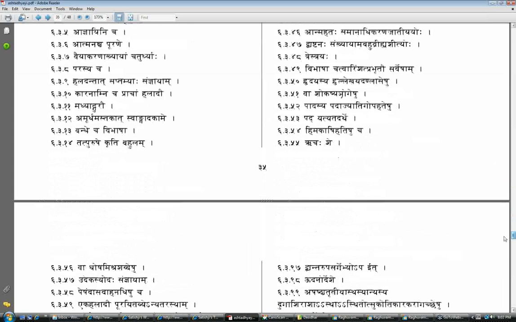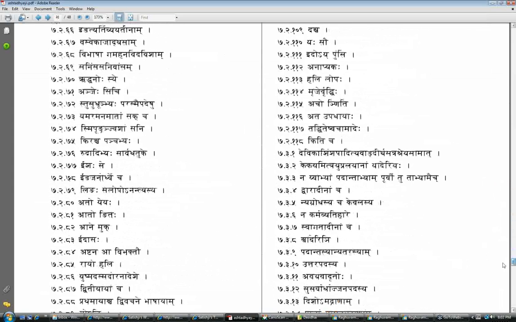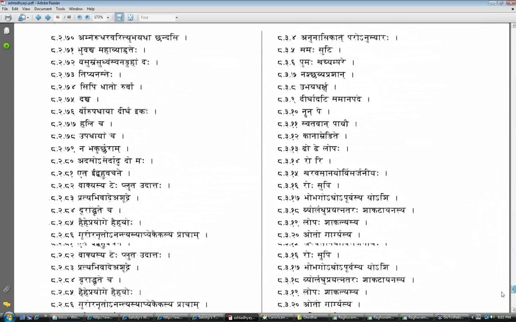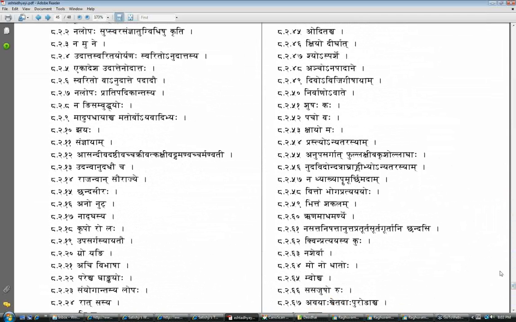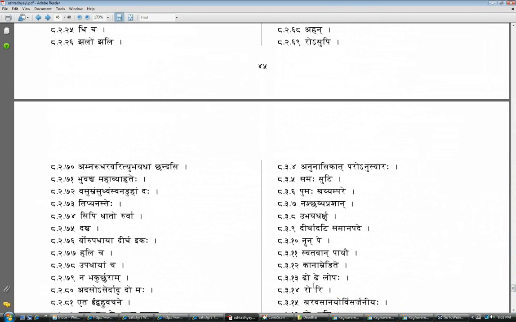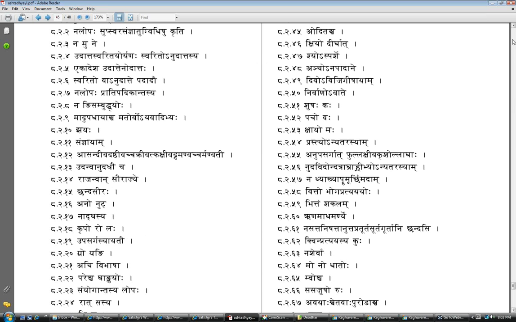Dhalope Purvasya Dirghaha. So let me see, 8-3, Rori. I want to go to 8-3. Yeah, Rori is 8-3-14. Refasya Rephe Parataha Lopasyat. And once you do that, then you go to 6-3-111, Dhalope. When you drop a Dhakara or a Repha, Purvasya Dirgha, the prior vowel, the Ayun, takes Dirgha.